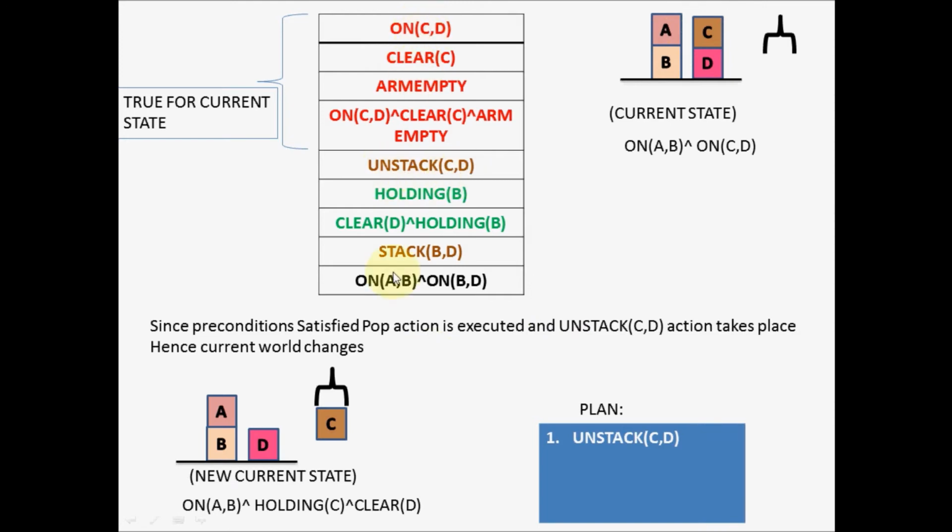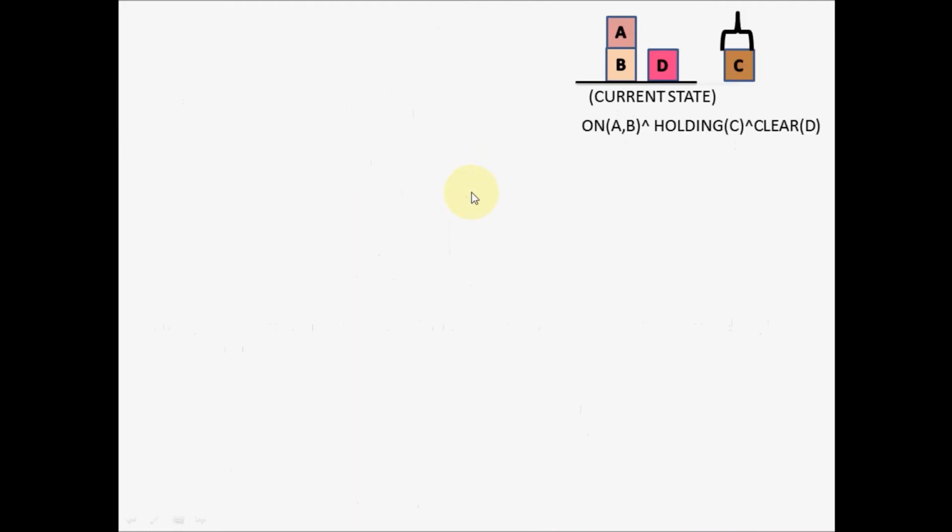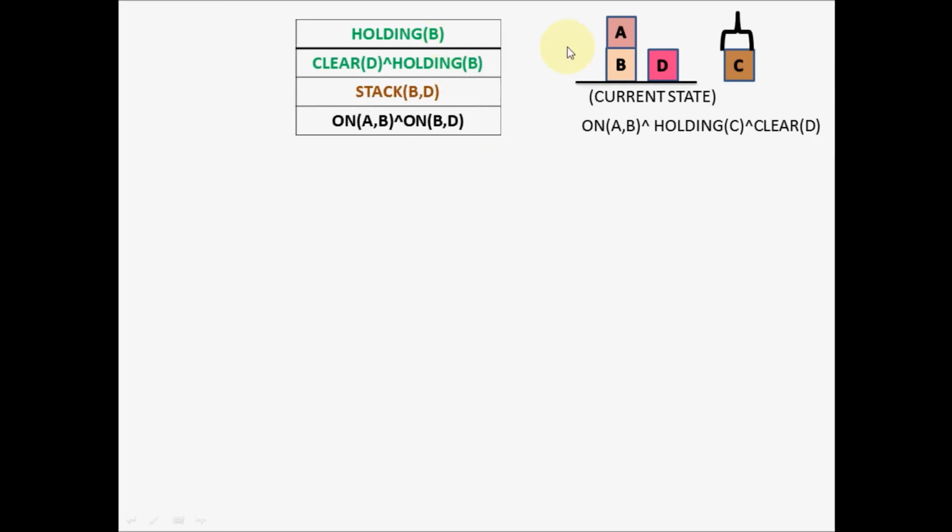Fine. Now, unstack C comma D is executed. So the current world changes, and second, it is added to the plan. So after that happens, you can now delete or pop the unstack C comma D action from the stack. So when all these are popped out, the next topmost element of the stack will be holding B. Right? And our new current state is this.